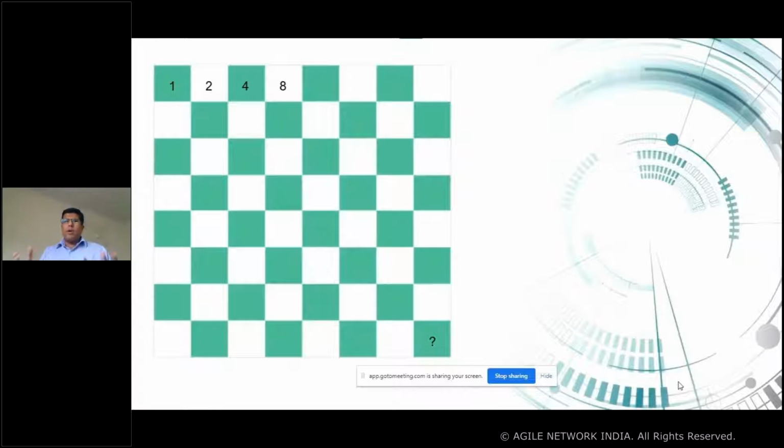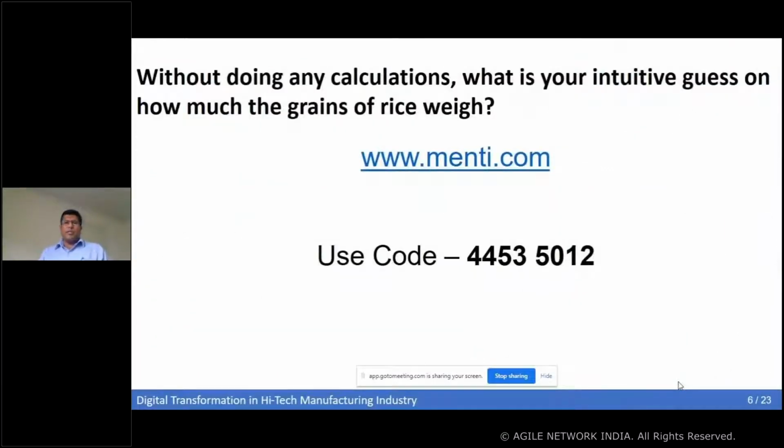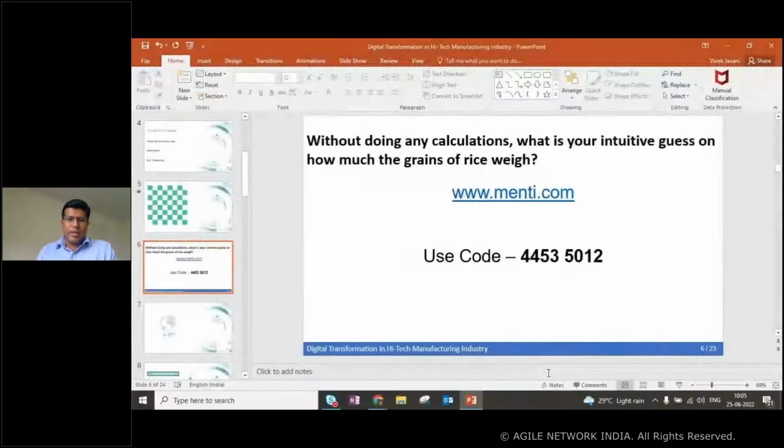So what I want to ask all the viewers is, without doing any calculations, of course, what is your intuitive guess of the weight of that many grains of rice? I'm just trying to make this a little interactive at the start. If you can help me with some responses on Menti, open menti.com and insert this code. What is the intuitive thing? How much would be the weight?